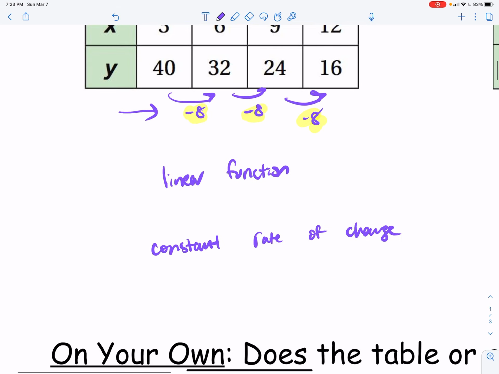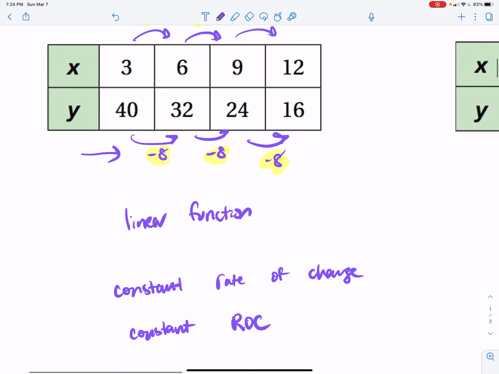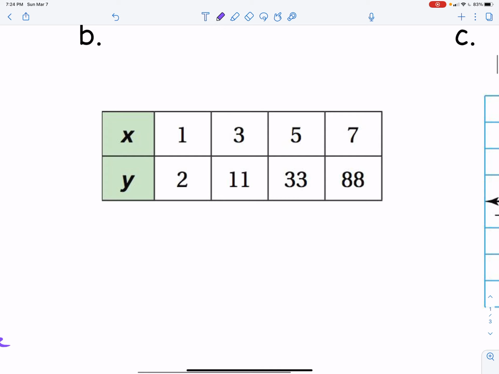If you really want to abbreviate rate of change, you could just write constant ROC, R-O-C. If you write constant ROC, I would assume that means rate of change. So you can write this as constant rate of change. Okay, moving on into example B, let's figure it out the same way.